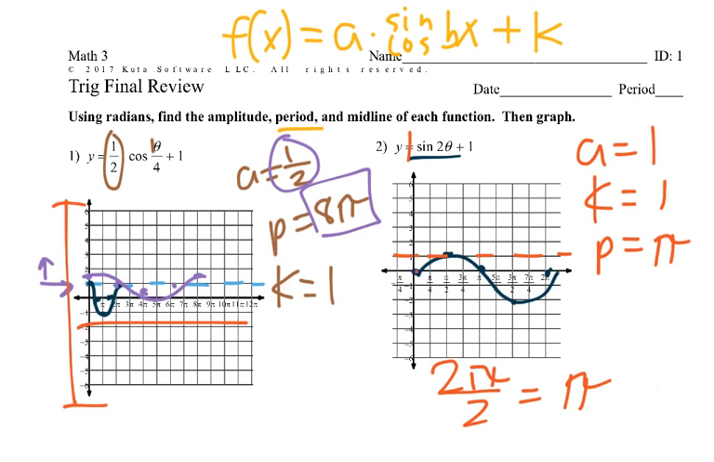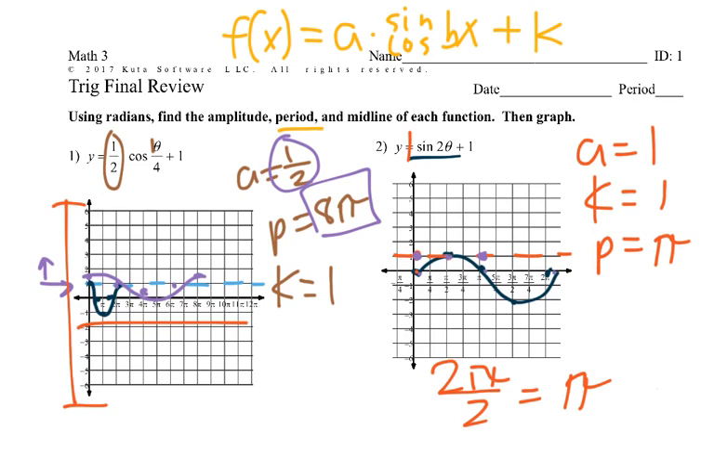So we start up here, because we shifted up 1. Then instead of going out to 2 pi here to end, we're going to end at pi. Let's actually make this purple. Then if you'll notice, start to end exactly in the middle is when we hit the midline again.